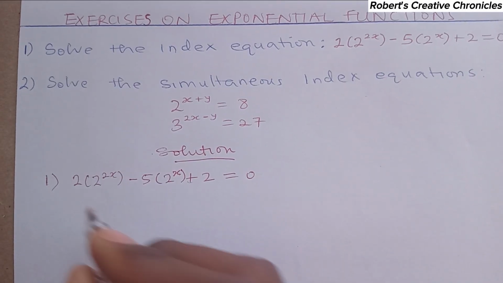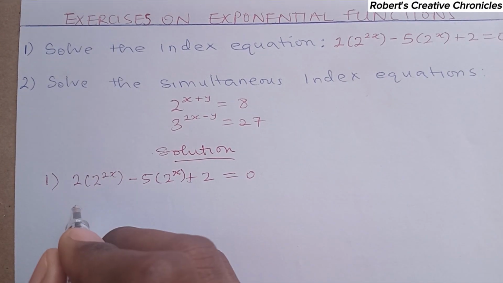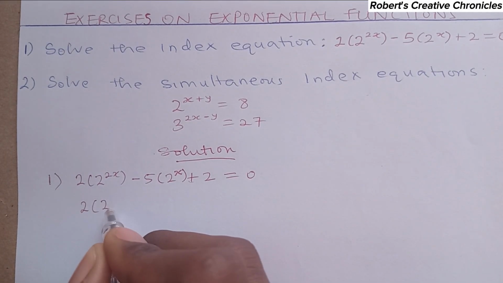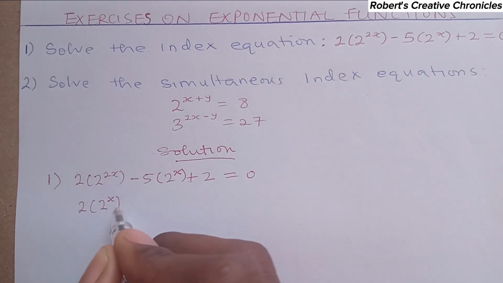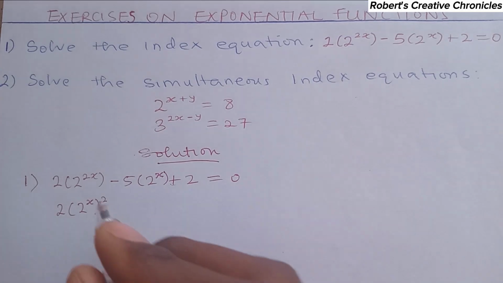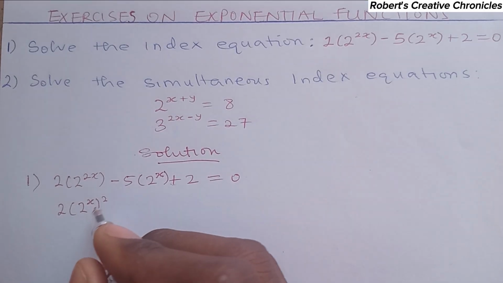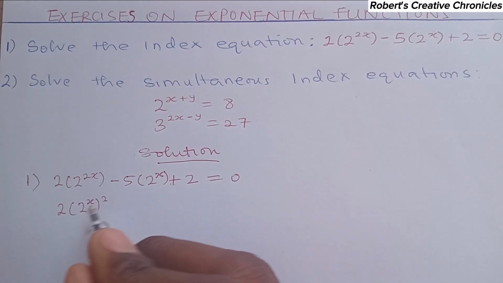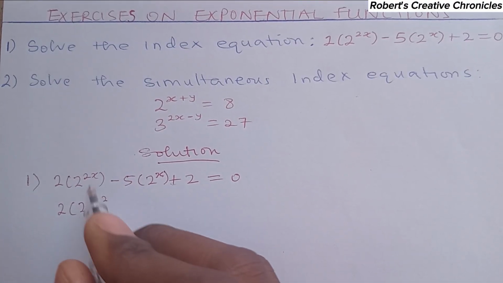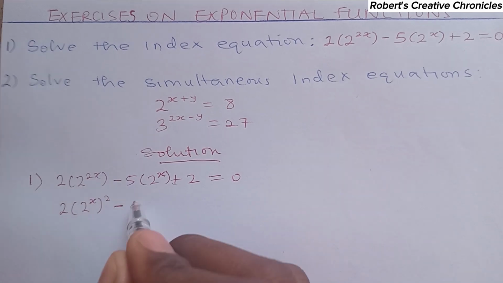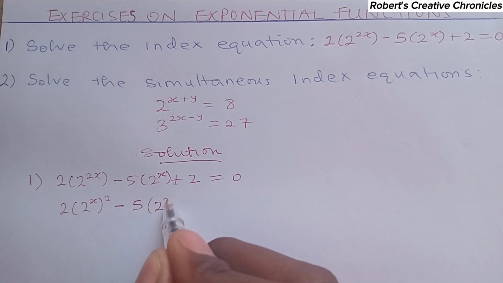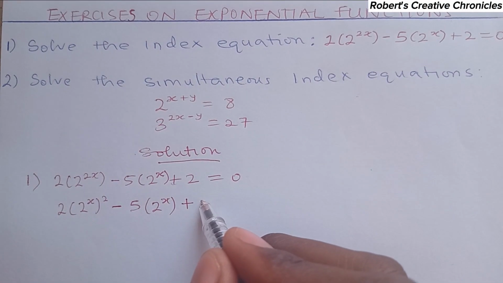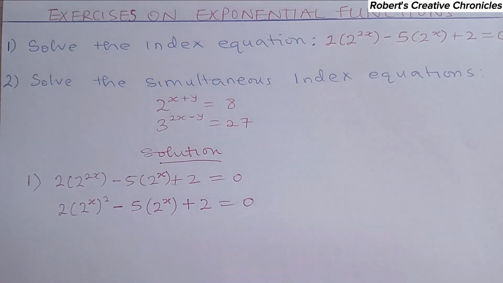So now we can rearrange this. According to the law of indices, this becomes 2^(2x), which is 2^x raised to the power of 2, because according to the law of indices, this is also the same as this, minus 5 times 2^x plus 2 is equal to 0.